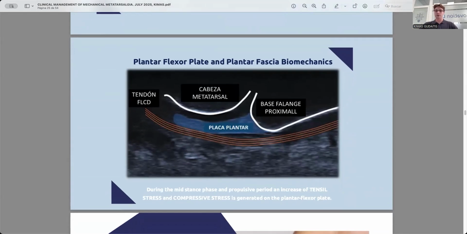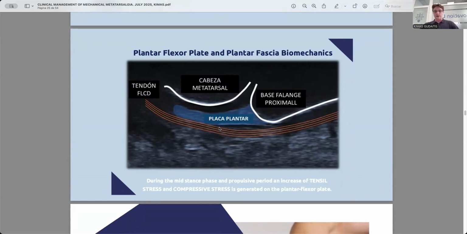In this ultrasound image, courtesy of Javier Alcalá, we can clearly see the connection between the metatarsal head and the plantar plate. The plantar plate, here, this part, inserts at the base of the proximal phalanx, allowing it to generate the plantar flexion forces to contribute to toe stabilization during the gait phase.